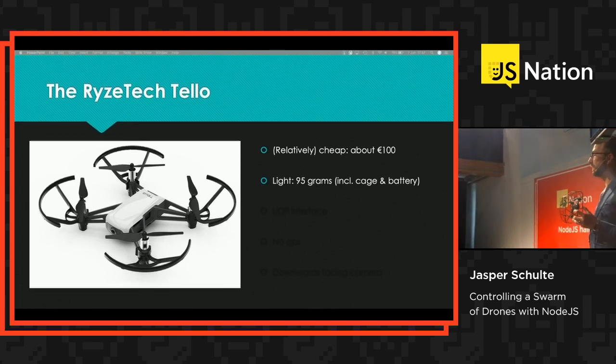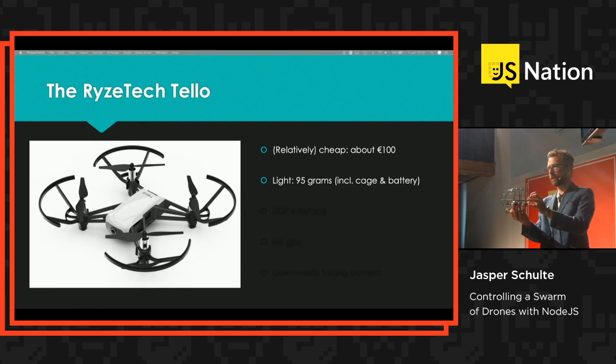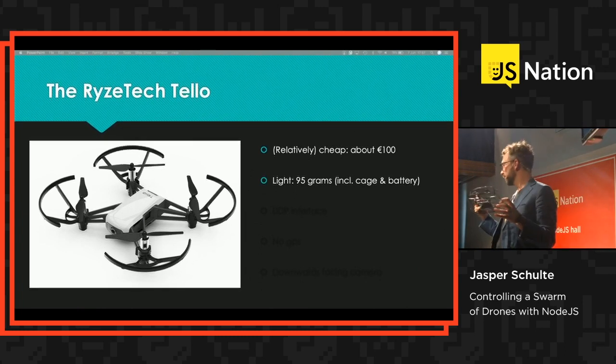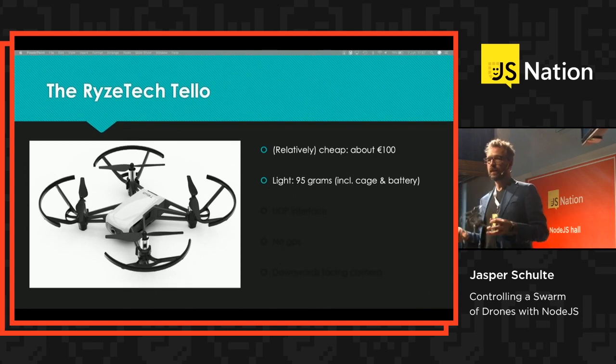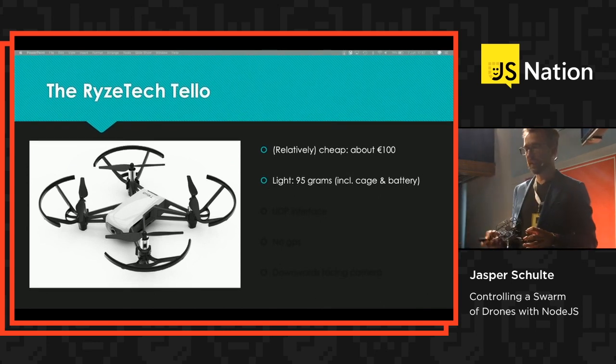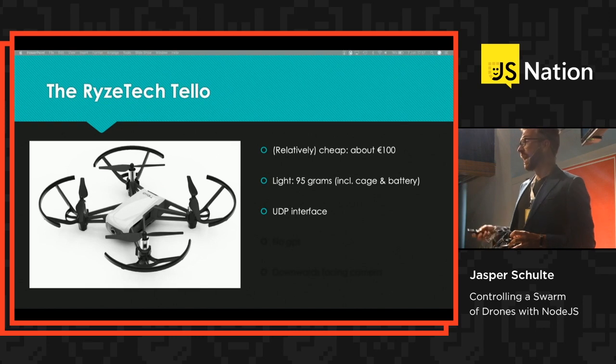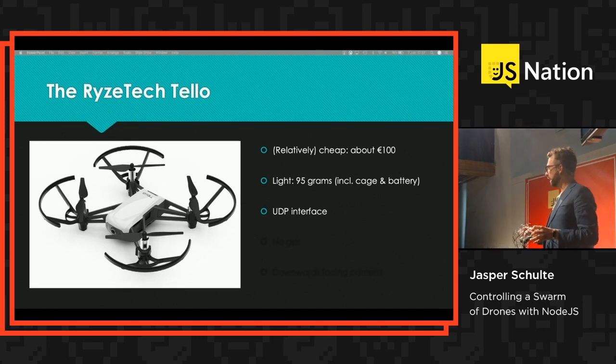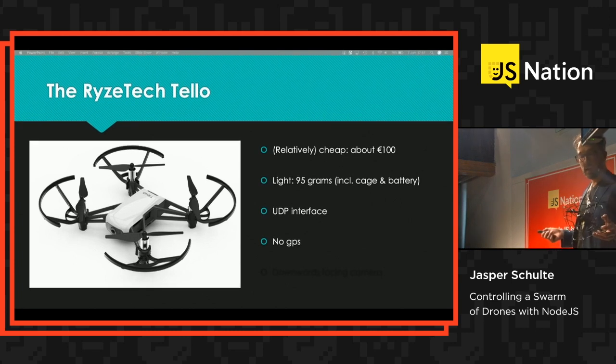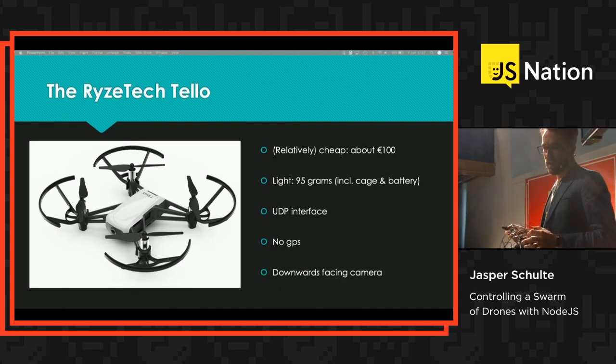It's light. It's relatively light. This whole configuration is 95 grams. So again, what we mentioned a few times before already, the lighter the drone, the less dangerous it is. It has a UDP interface, and we'll talk about that later. So that's, of course, for communication. It doesn't have any GPS. This is, again, a cheap drone, so GPS is going to add to the cost, to the weight, to the complexity. But it does have a downward-facing camera.